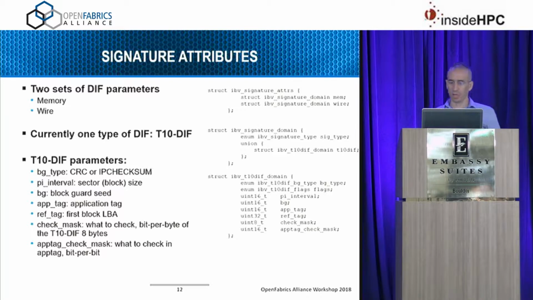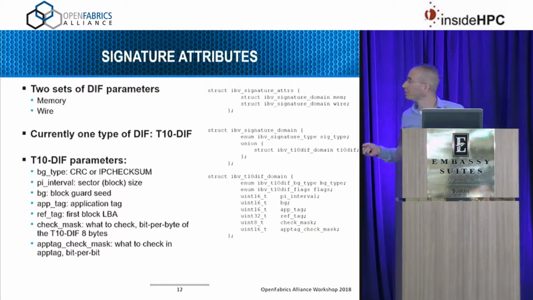So in terms of the signature attributes, as I mentioned, for the set layout signature verb, we've added the IBV signature attributes. There are two signature attributes: one for the memory domain and one for the wire domain. In terms of the signature type, we currently support only T10-DIF. So that's why we have only T10-DIF here. And then in terms of T10-DIF, those are the attributes we support.